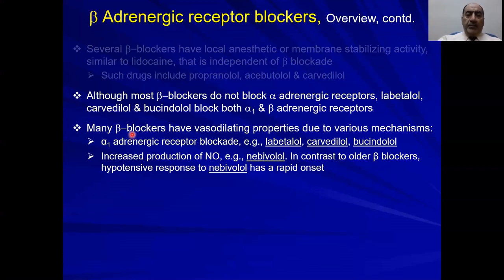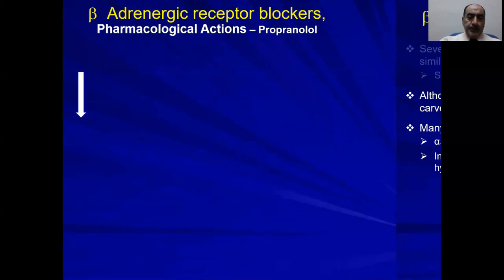Some of the beta blockers have vasodilating properties, which will add to their antihypertensive effect by two mechanisms. Number one, we already talked about it, by inhibition of alpha receptors, which will help in vasodilation. Number two, by increasing the production of nitric oxide. We talked about before nitric oxide causes vasodilation. That's why these drugs, nebivolol, have a very rapid effect.